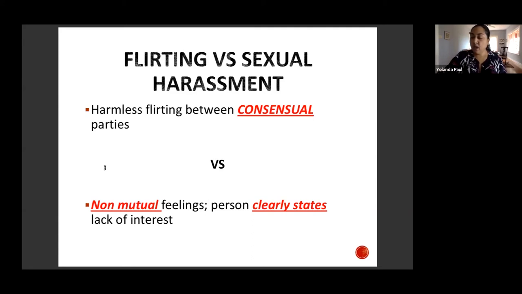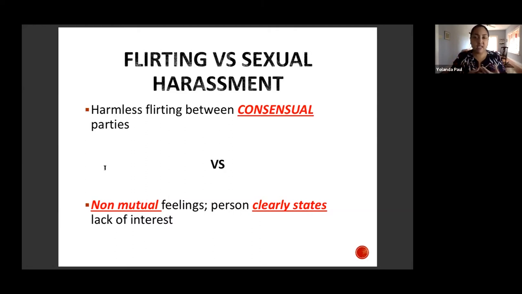So sexual harassment, I hope you understand the difference between flirting and sexual harassment. When we flirt, we know what we're doing, we're consenting to it, it's playful, it's good, and we're comfortable. But sexual harassment is something we're totally not comfortable with, we do not want to condone it, and therefore we want to say to the person we don't want it.